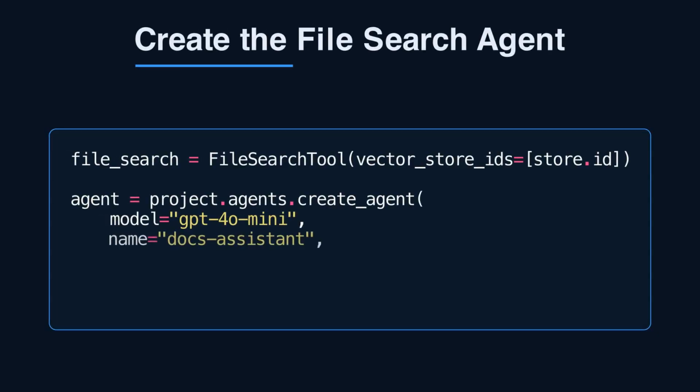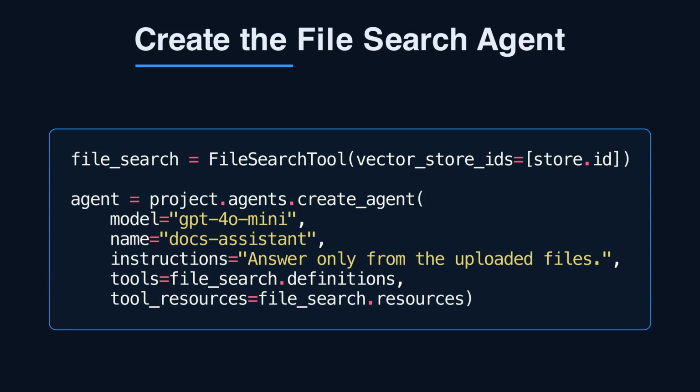We create the file search tool from the vector store, then create the agent. Model is your deployment for generating the answer. The instruction is doing real work here, telling the agent to answer only from the uploaded files, which constrains it from falling back on its training data and keeps it honest. As before, tool definitions and tool resources wire the tool and the store into the agent. Notice again, you never touched an embedding model or a similarity metric. The tool owns all of it.